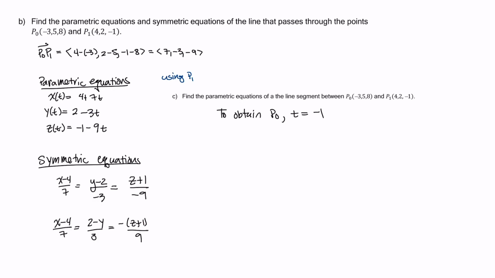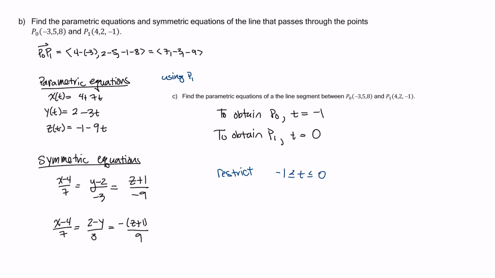And if you notice, 2 minus 3 times negative 1 is 5, which is our y component. Negative 1 minus 9 times negative 1, well, that's going to give us a positive 8. And that indeed is the z component. All right, now to obtain the second point, all we really need to do is make all of these vanish, all the t values. So that means t equals 0, and that'll get us 4, 2, negative 1 here. So in our case, since we used point P1, you restrict t between negative 1 and 0.